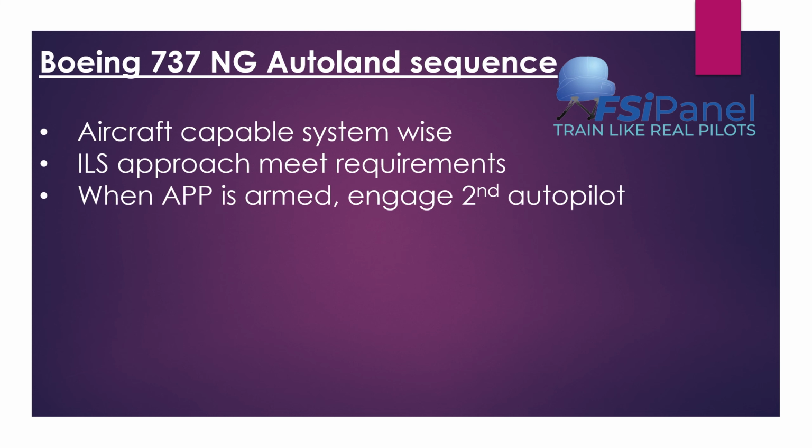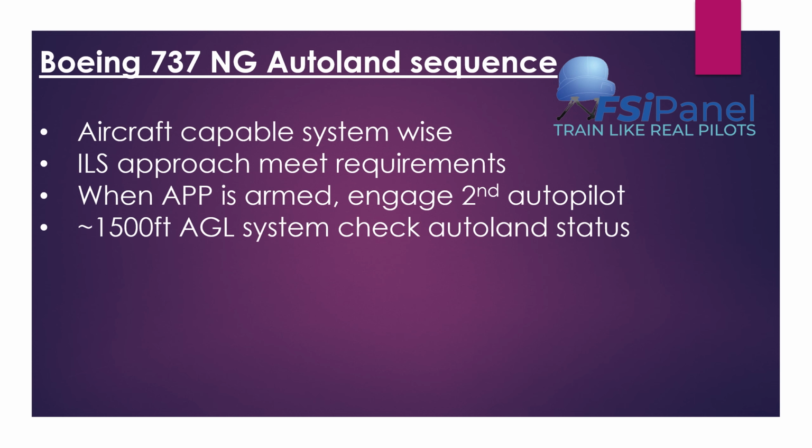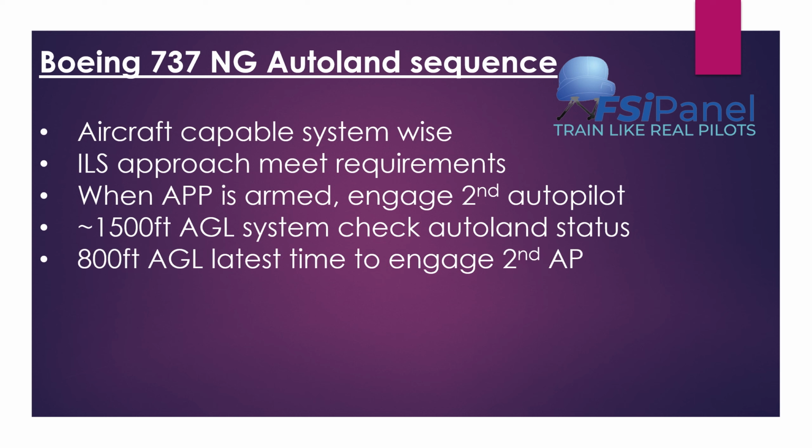Then when the approach is armed, then we can engage the second autopilot. We will see that in a minute. And then the sequence will be at 1,500 feet AGL. Then the 737 will do a system check to make sure that we can land. And this is where the flare mode will be armed. If we miss that second autopilot, we have a second chance at 800 feet. This is the very last time you can engage your second autopilot. If you pass below 800 feet, the autoland will never occur. This is too late and you will have to go around or go to Cat 1 minima.